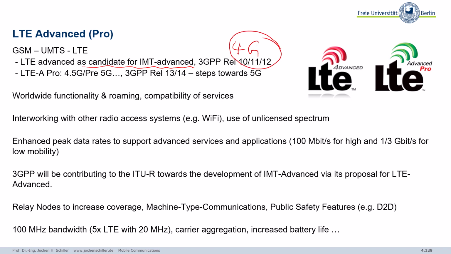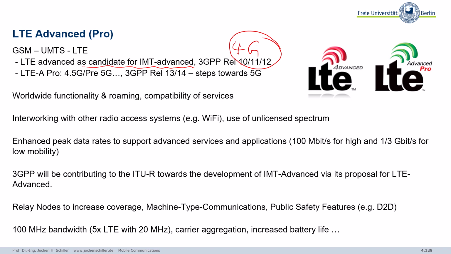And sure, we had new releases, and that's where we come to LTE Advanced Pro. That's 4.5G, sometimes also called Pre-5G. So 4.5, these are the releases 13, 14. These are the steps towards 5G. And I will cover 5G in the end of the lecture, together with the outlook.